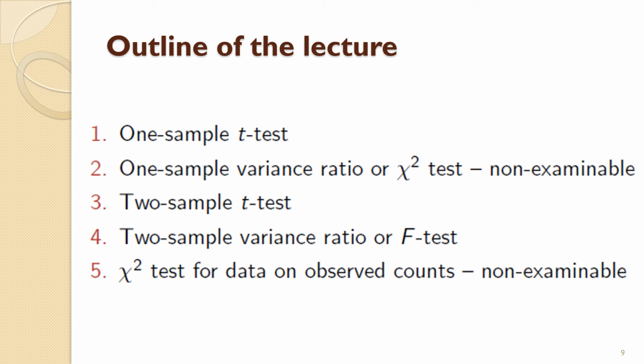Now what I wanted to say here as well is that 2 on the list and then 5 on the list, which we look at, these are chi-square tests. These are not examinable, but I thought it was useful to go through these on this lecture course because they might be of use for dissertation students.